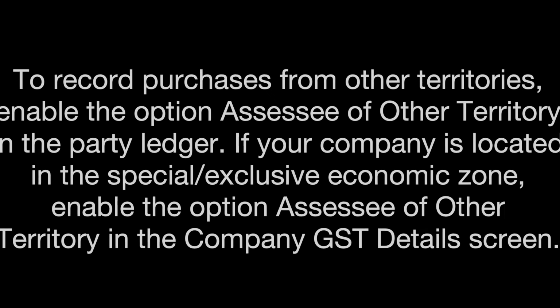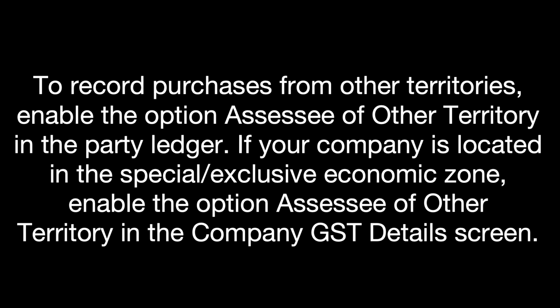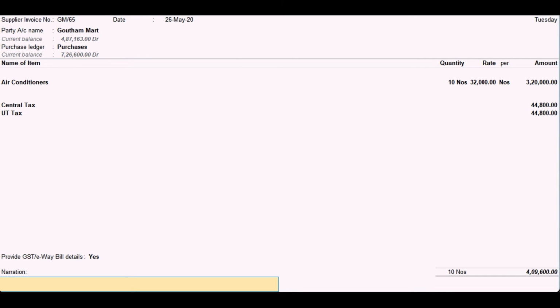Purchase from other territory. To record purchases from other territories, enable the option Assessee of other territory in the party ledger. If your company is located in the special or exclusive economic zone, enable the option Assessee of other territory in the company GST details screen. Other territory to other territory. Ensure that the option Assessee of other territory is set to Yes in the company GST details screen.